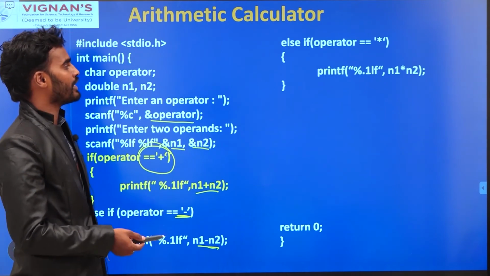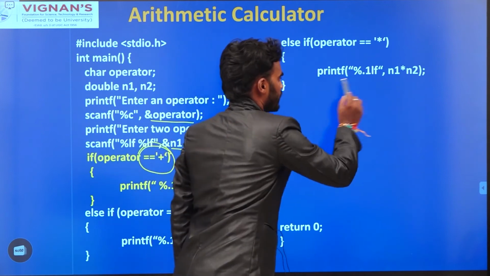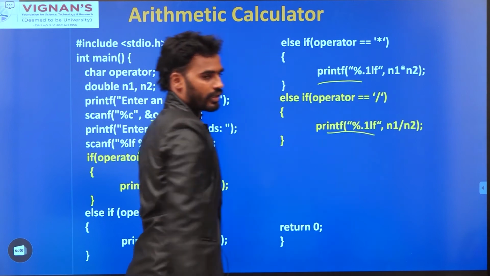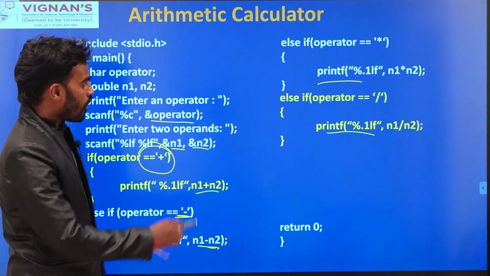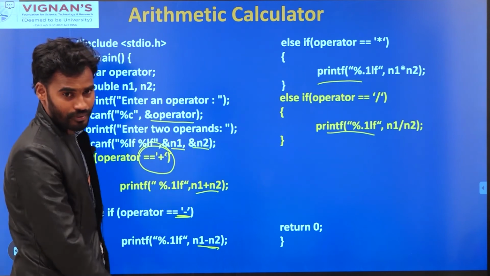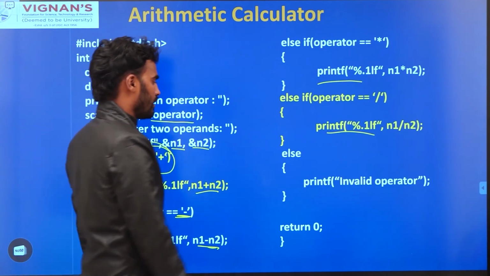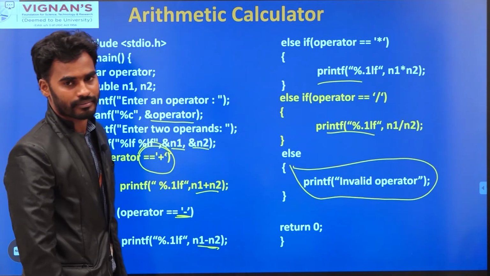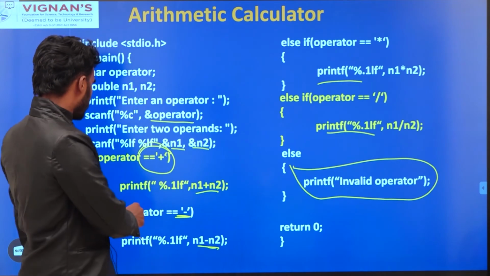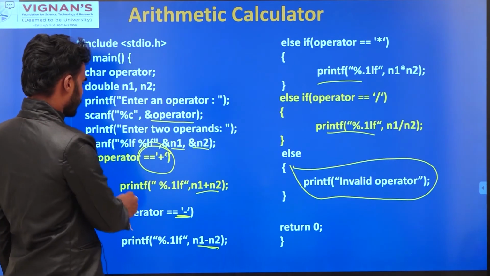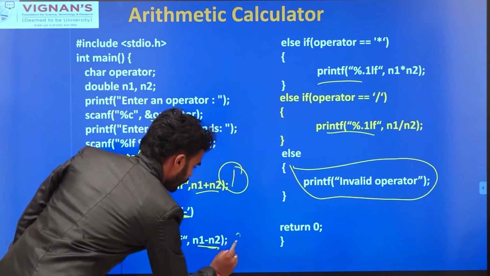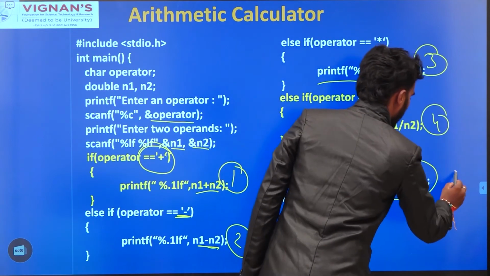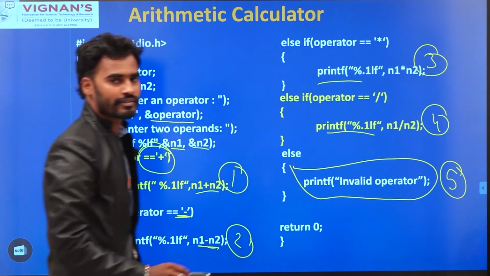Similarly, if the operator is star, multiplication, this block will be executed. If the operator is division, this block will be executed. If the operator does not match any of these four, then this block will be executed, which will print invalid operator. So there are five blocks: block 1, block 2, block 3, block 4 and block 5. There are 5 blocks in the else if ladder.